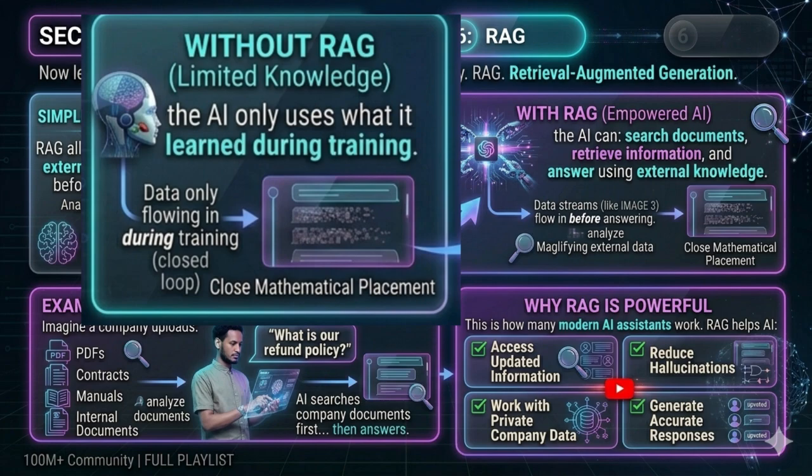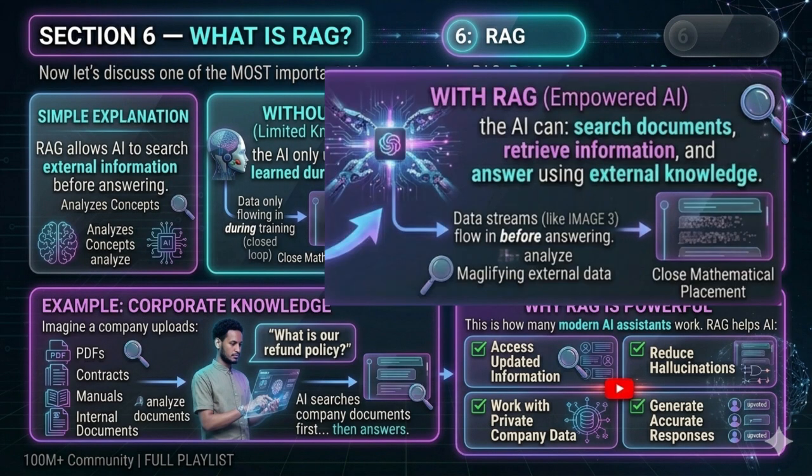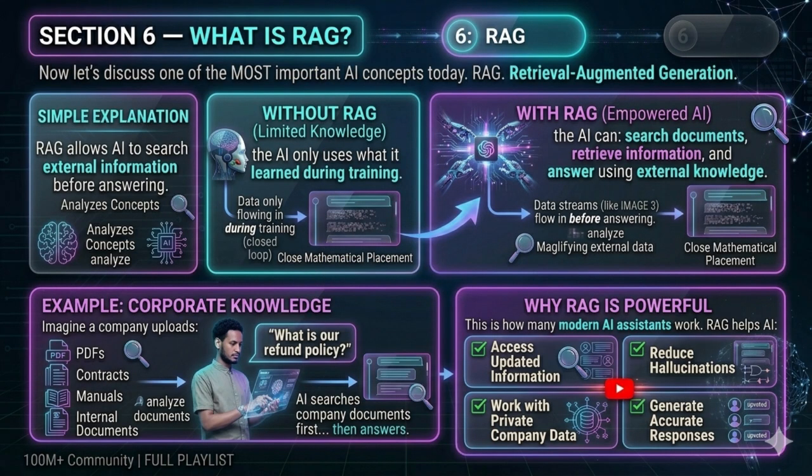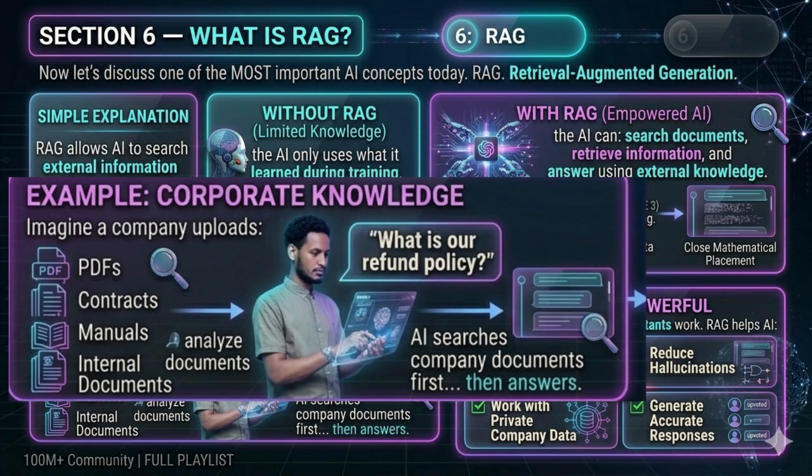Without RAG, the AI only uses what it learned during training. With RAG, the AI can search documents, retrieve information, and answer using external knowledge. Imagine a company uploads PDFs, contracts, manuals, and internal documents. A RAG system allows employees to ask questions like, what's our refund policy? The AI searches company documents first, then answers.